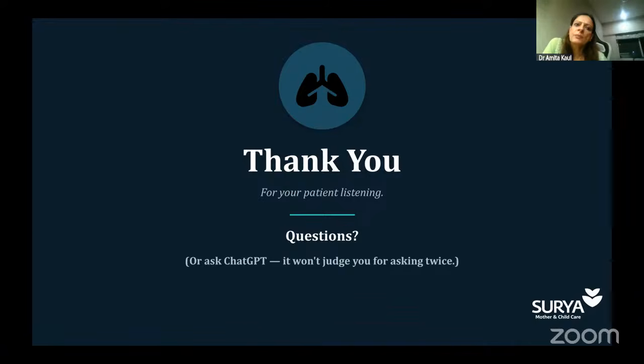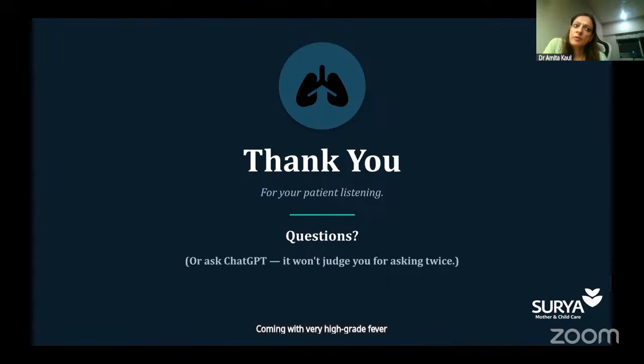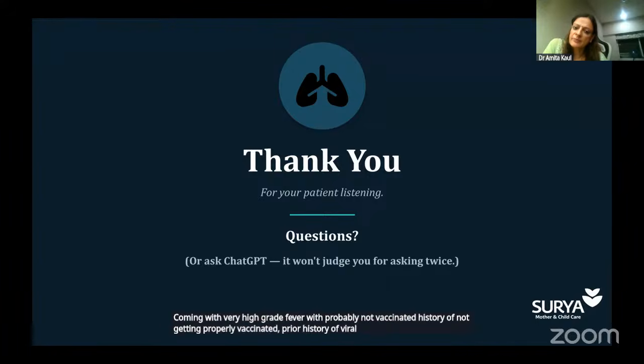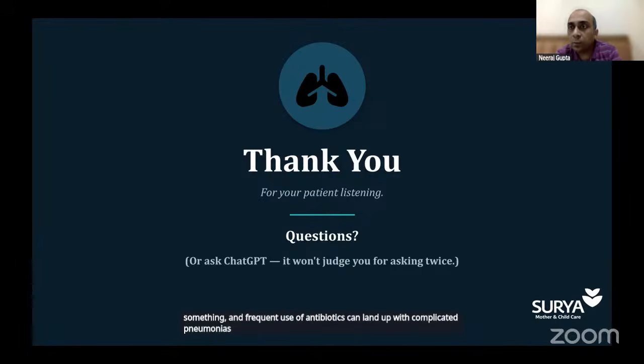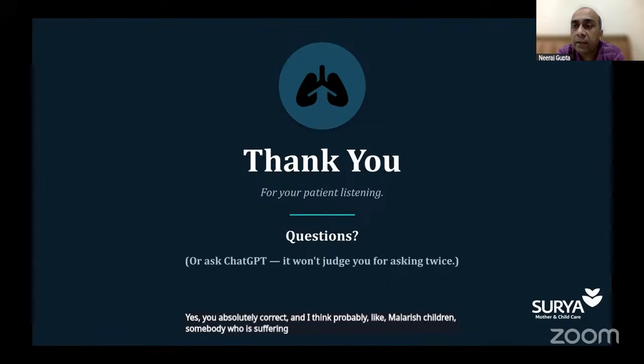Complicated pneumonias can occur in mostly any children, especially when we are seeing Streptococcus pneumoniae these days. But obviously, a child coming with very high grade fever, with a history of not getting properly vaccinated, a history of viral infection a week prior or something, and frequent use of antibiotics can land up with complicated pneumonias. Yes, you are absolutely correct, and also malnourished children, somebody who is already suffering from comorbidities like diabetes, or somebody who is on immunosuppressants for some reason, can actually land up in different complications.